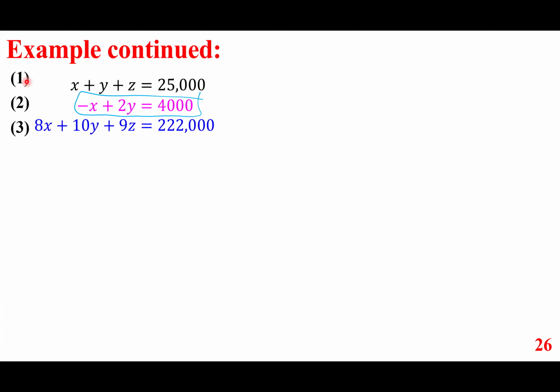So we can use 1 and 3, put them together, and get rid of the same variable, namely z, to make it just a function of x and y. And to do that, all you have to do, this is 9z, so multiply this one by negative 9. Negative 9. So when you multiply by negative 9, what happens?